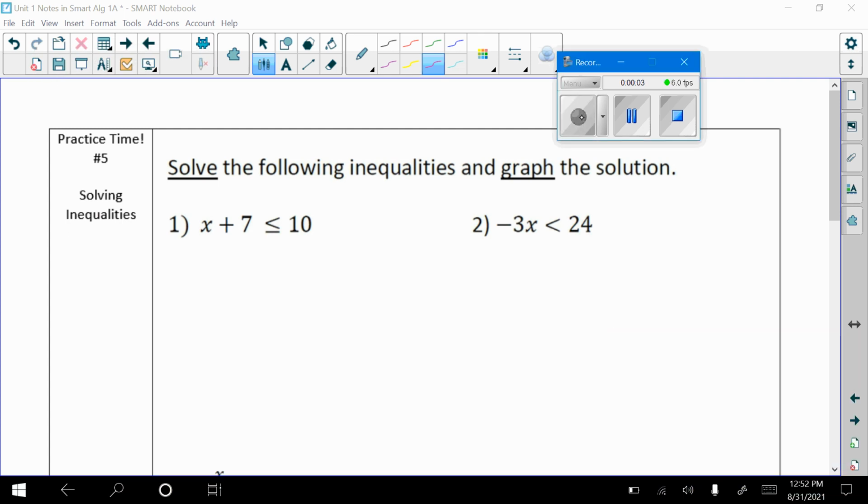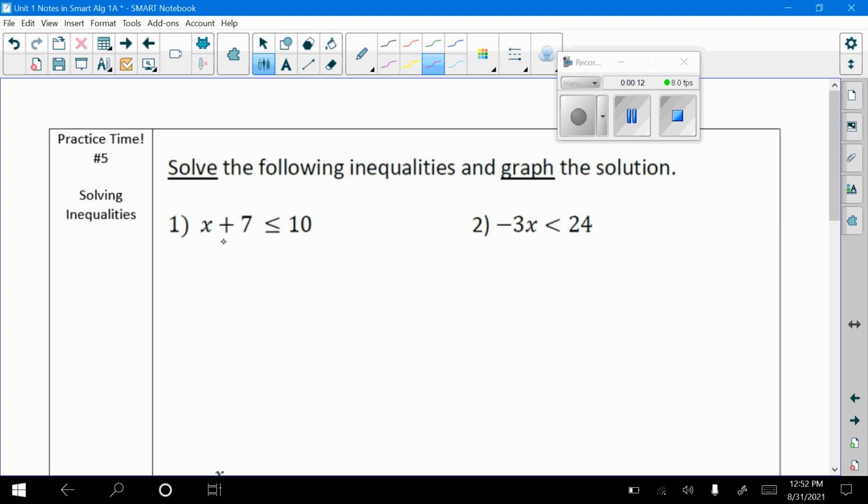Okay, so as we finish this, we're going to do practice time. You guys should have done this on your own. I'll do a quick little sketch of these. I should have taken away 7 from both sides. X is less than or equal to 3. I lied. That was an ugly 3.